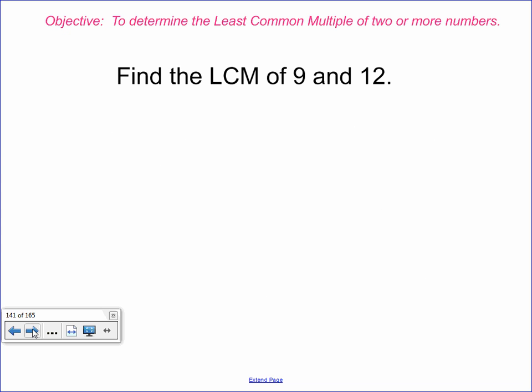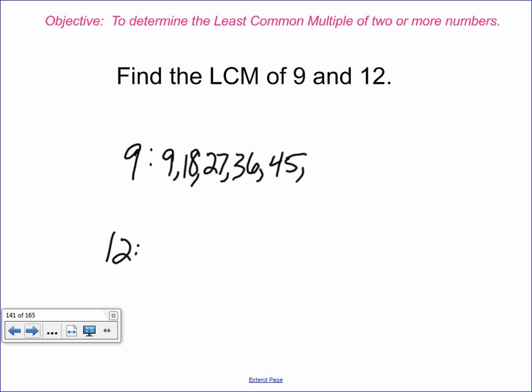The least common multiple of 9 and 12. Here they are, 9 and 12. So 9 times 1 is 9. Times 2 is 18. 27. I just go through my list. I make a pretty decent length list just to start with. And if I need to keep adding to it, I will. So 9, 18, 27, 36, 45, 54. Should I keep going?